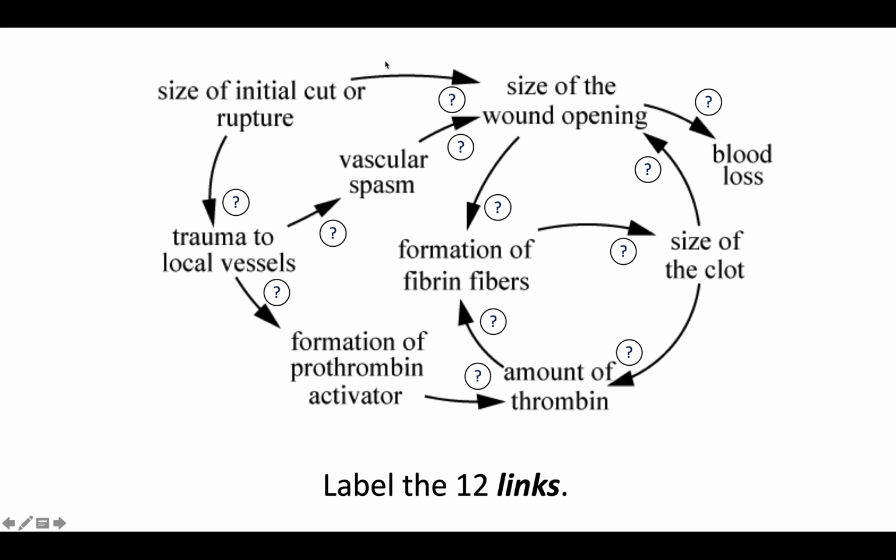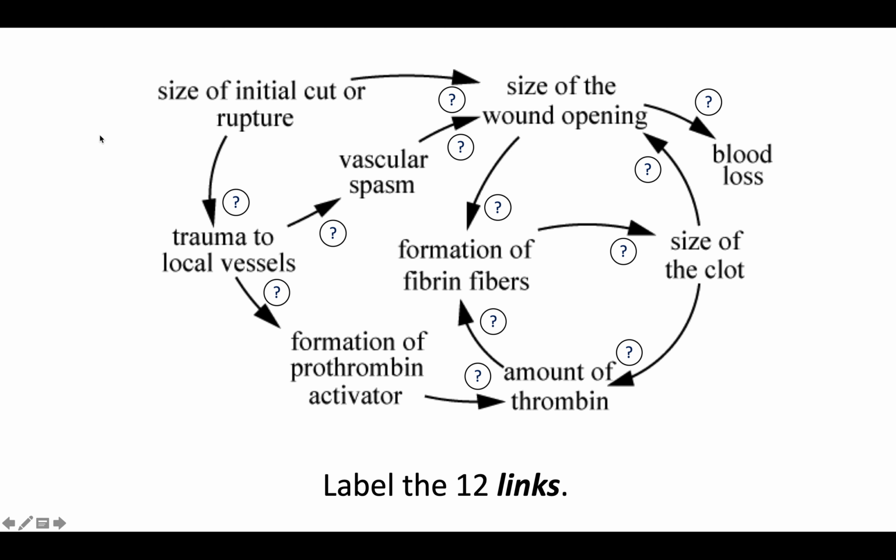And so you could keep going around this whole loop here, and some things will be pluses and some things will be minuses. For example, as you increase the vascular spasm, so you increase the amount of blood vessels that are constricting, then you probably will decrease the size of the wound opening because there'll be less blood pressure, and so the wound opening will start to be able to close a little bit. The size of initial cut or rupture, though, as that increases, the size of the wound will increase. So there'll be maybe a plus here and a minus here, and these two things will be kind of competing.